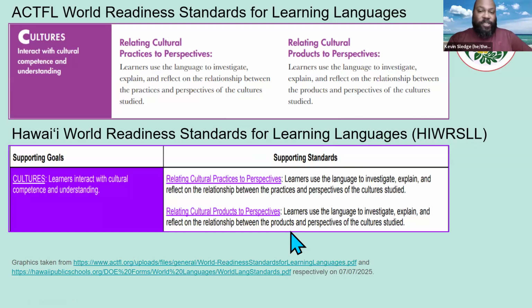And you can read that for yourself. I won't read that word for word. If you are not able to read it right now during this presentation, if we move on too quickly, you can absolutely just Google ACTFL World Readiness Standards for Learning Languages and Hawaii World Readiness Standards for Learning Languages, and they should pop up at the top of your Google searches. And as a matter of fact, that's where I got these graphics from, if you can see it on the bottom there.